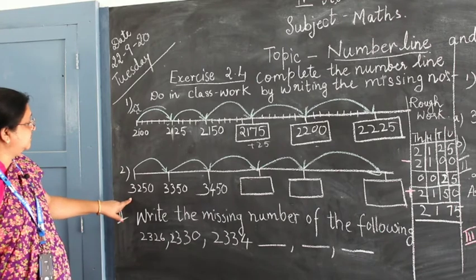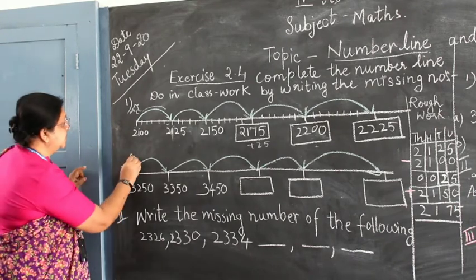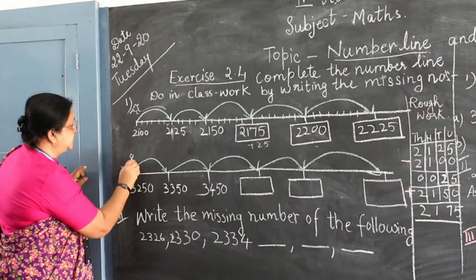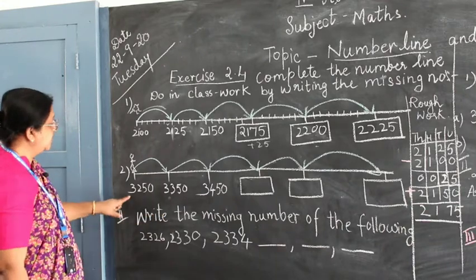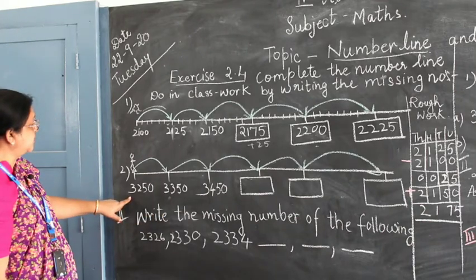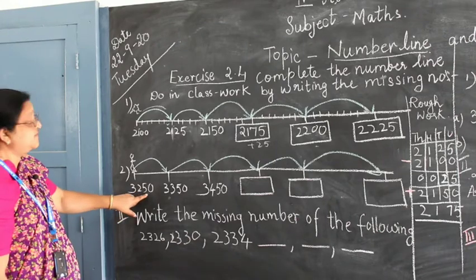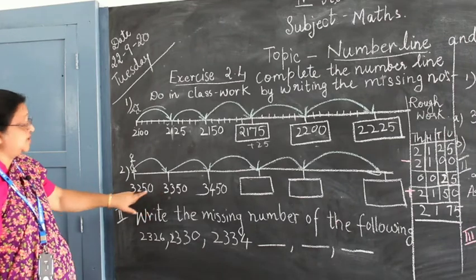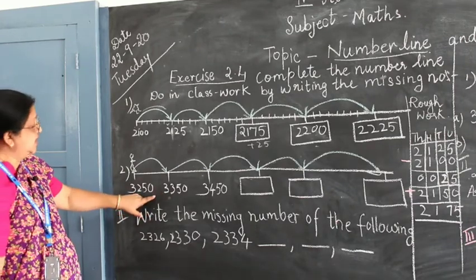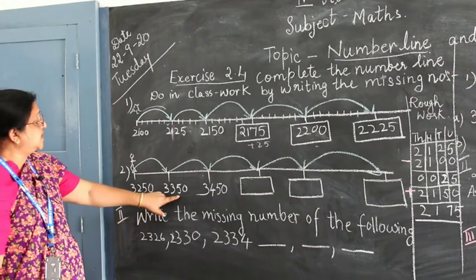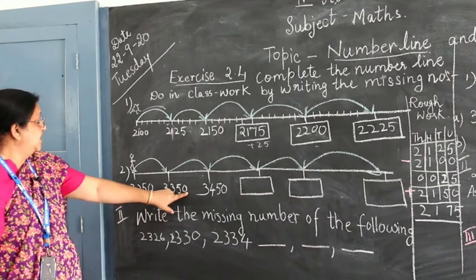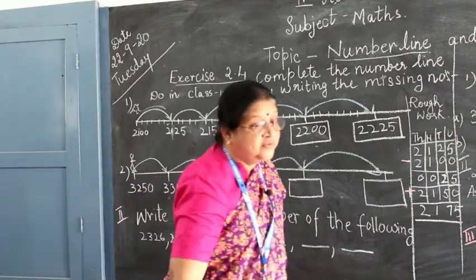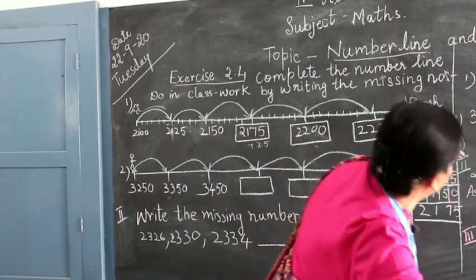See here, suppose you are walking and you want to reach the destination, you are reached here. Now you started, the digit was 3250 and when you reach the next destination, it is 3350. Here it is 250, here it is 350. Now how will we again do it? I'm giving you one more example.